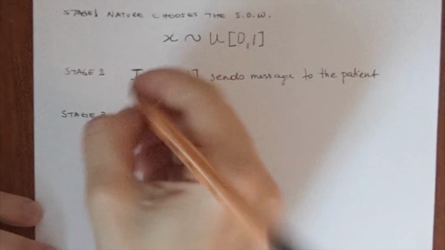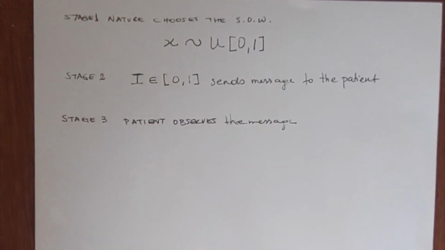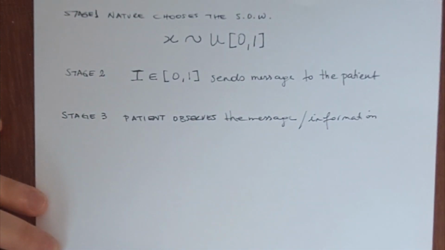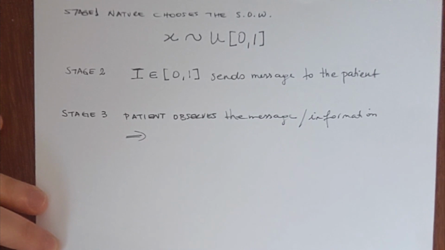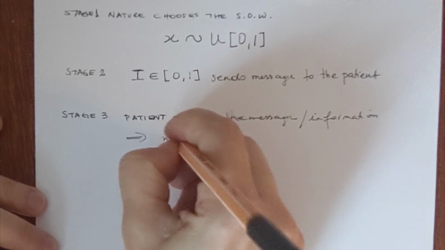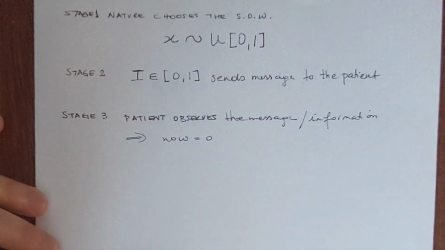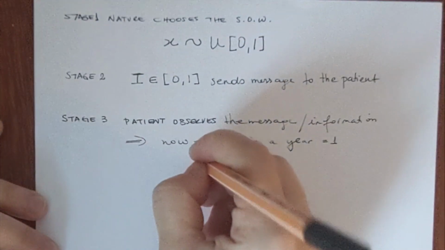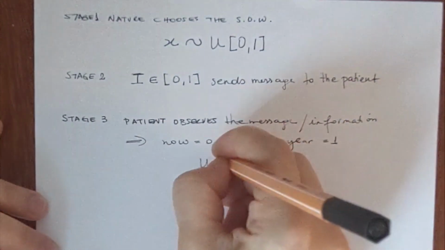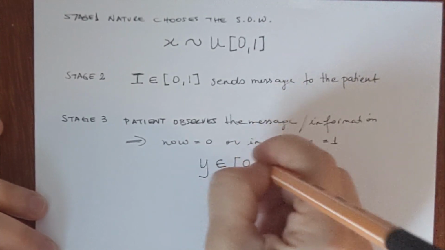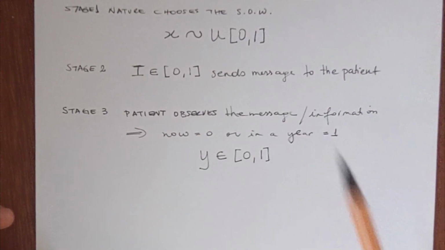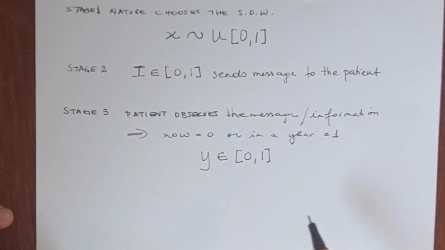The patient observes the message or the information, as we've so called it, and chooses what to do. Say how long he will wait to undergo the surgery, where undergoing a surgery now is equal to 0 or in a year is equal to 1. So his action is going to be called Y. Again, an infinite number of actions contained within the unit interval. We know the sequence of play from this.